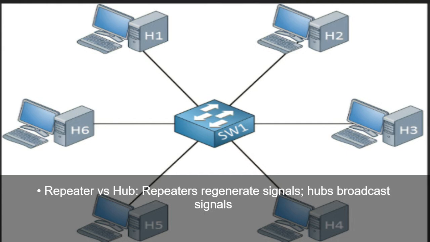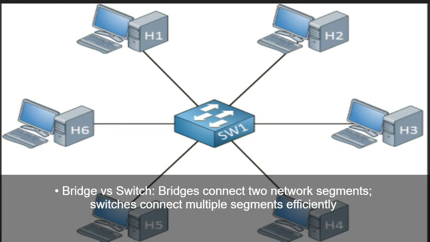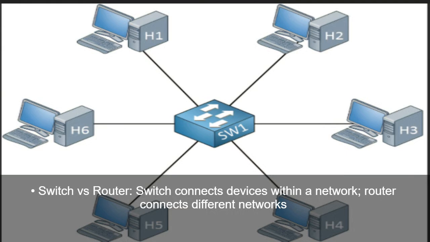Repeater versus hub. Repeaters regenerate signals, hubs broadcast signals. Hub versus switch, hub sends data to all devices, switch sends to a specific device. Bridge versus switch, bridges connect 2 network segments, switches connect multiple segments efficiently. Switch versus router, switch connects devices within a network, router connects different networks.